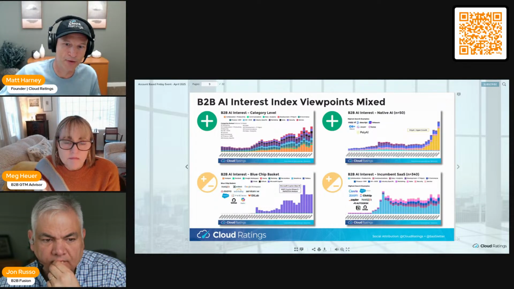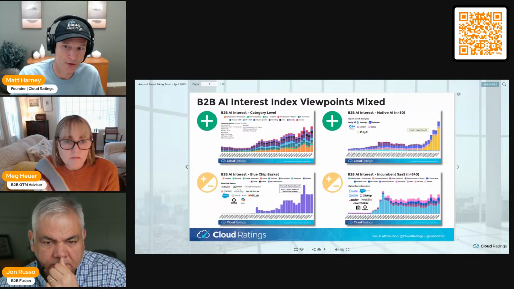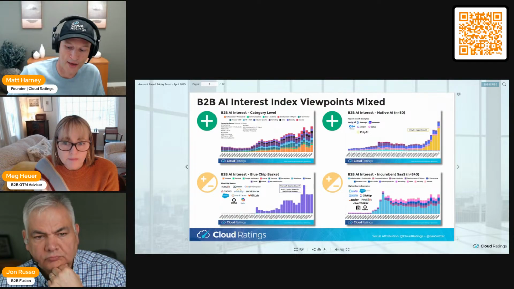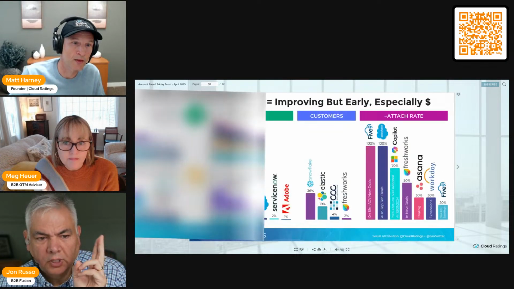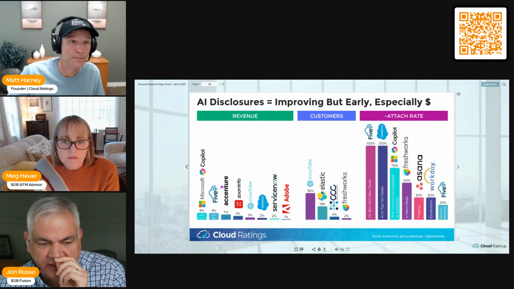Even more range bound and flat in the bottom right corner for the incumbent software companies we track, which is 340, that it spiked as products launched, but there hasn't been any acceleration that you would want to see. It's been rather neutral. Can I just add quick context to that, Matt?